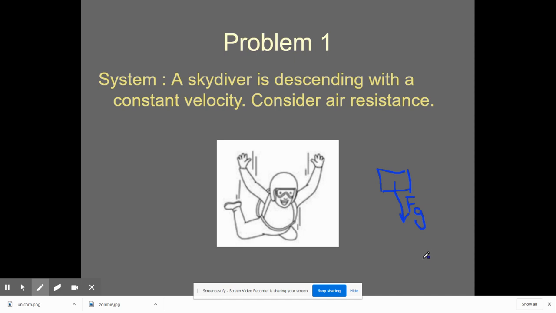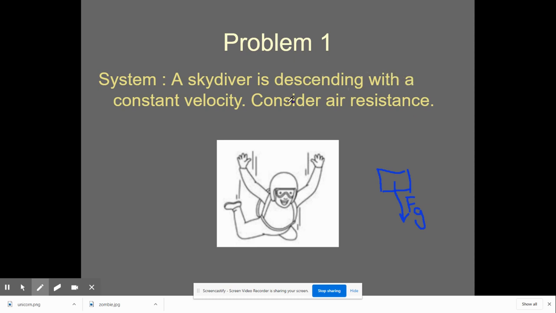Okay. Now it says consider air resistance. Well, I know as he is falling down through the air, the air resistance is pushing up. The air resistance is pushing up. But here's my vector for gravity, and I don't know how long to make my vector for air resistance. So I'm going to come back over here.